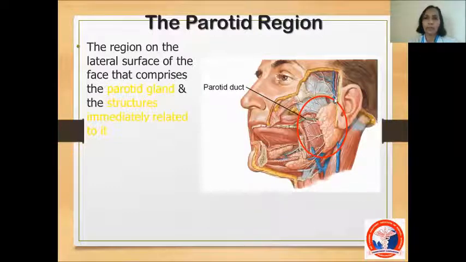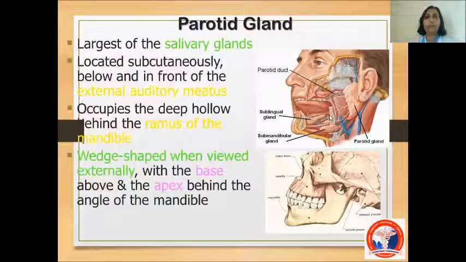We see the terminal branches of the external carotid artery leaving the gland and the initial part of the superficial temporal vein which enters into the gland. The parotid gland is largest of the three salivary glands which we just enumerated. It is larger than the submandibular and the sublingual pair of salivary glands.